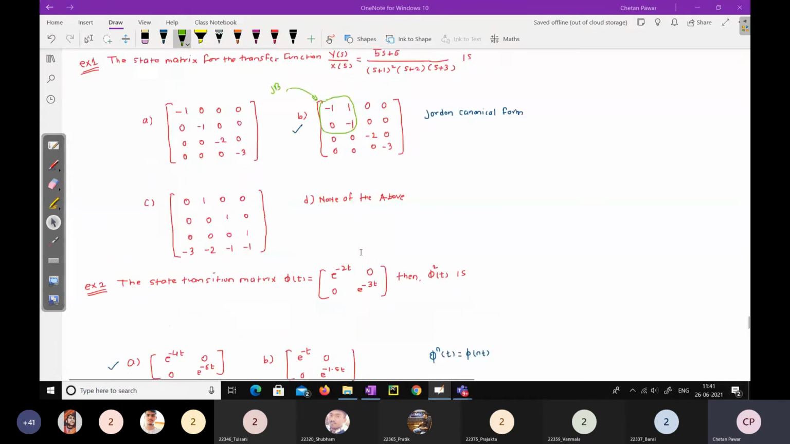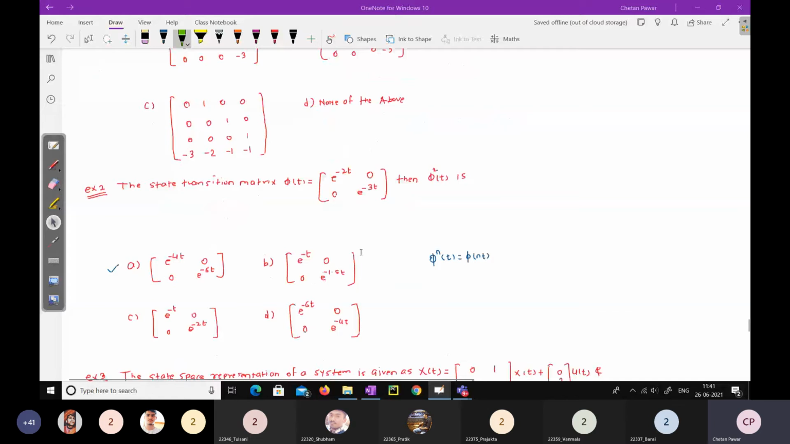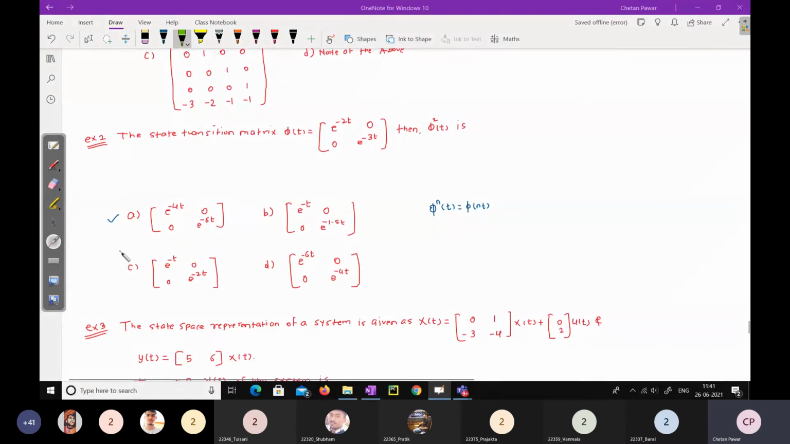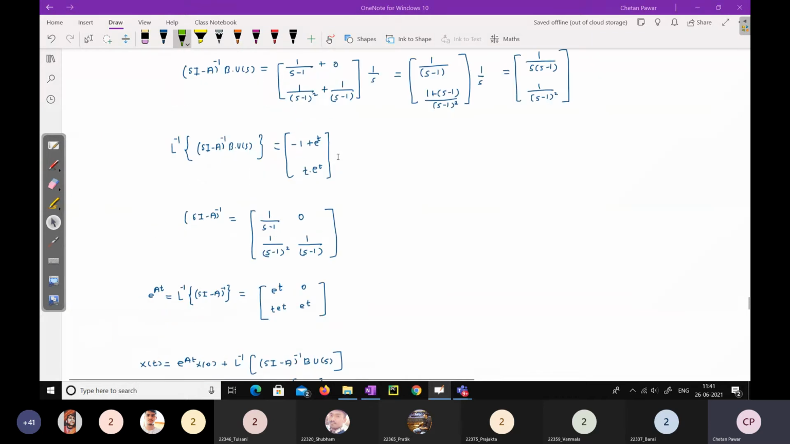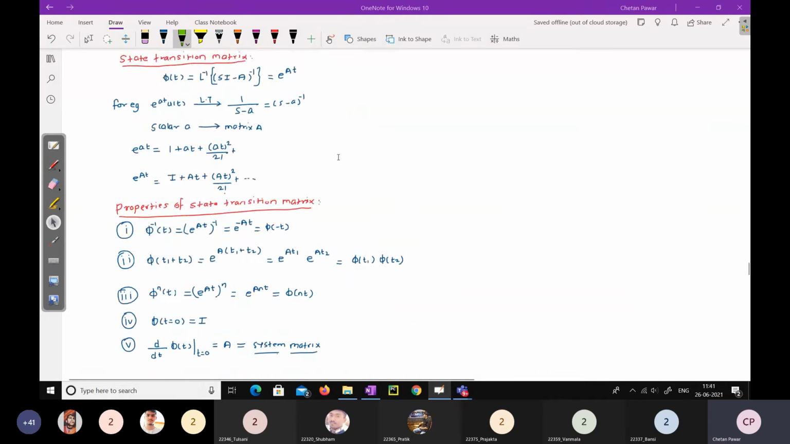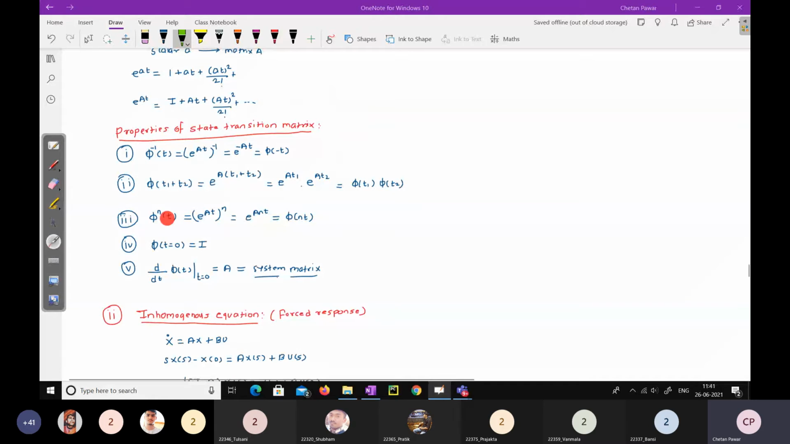Okay, let us see example number 2. The state transition matrix pi of t is given. This will be the state transition matrix, and then we need to find out pi square of t. So we just use the state transition matrix property. So pi square of t will be pi of 2t. Pi raised to n of t will be pi of nt.